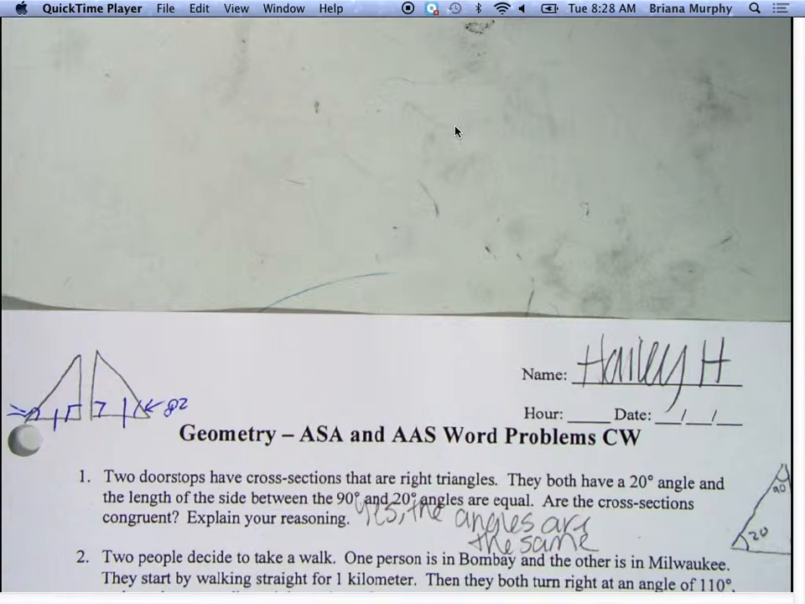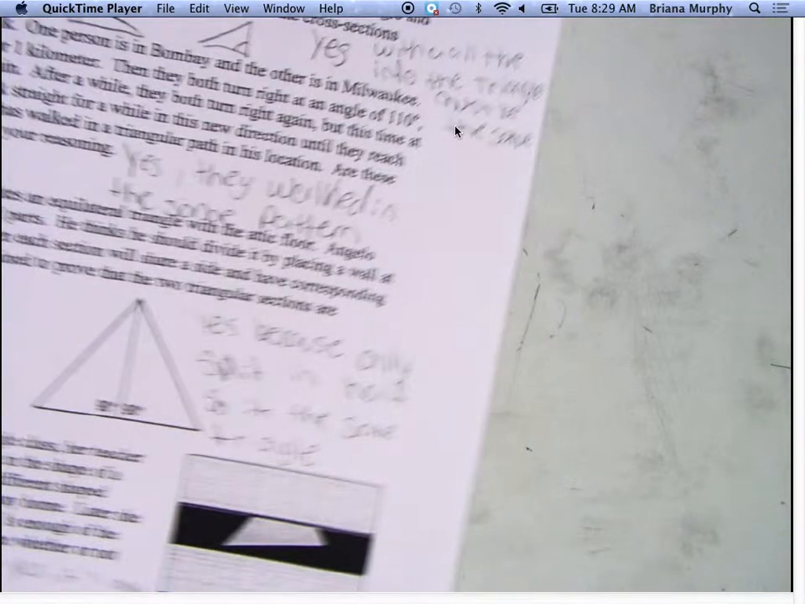Number 2. Two people decided to take a walk. One person is in Bombay, the other is in Milwaukee. They start walking by walking straight for 1 kilometer. Then they both turn right at an angle of 110 degrees and continue to walk straight again. After a while, they both turn right again, but this time at an angle of 120 degrees. They each walk straight for a while in this new direction until they reach their starting point.